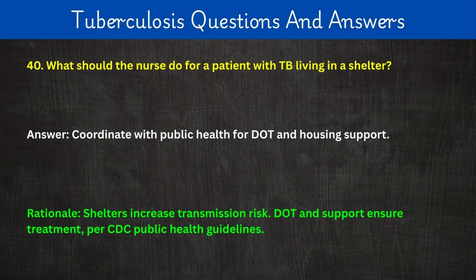40. What should the nurse do for a patient with TB living in a shelter? Answer: coordinate with public health for DOT and housing support. Rationale: shelters increase transmission risk. DOT and support ensure treatment, per CDC public health guidelines.